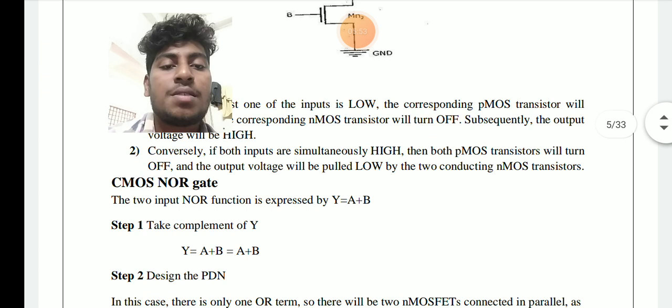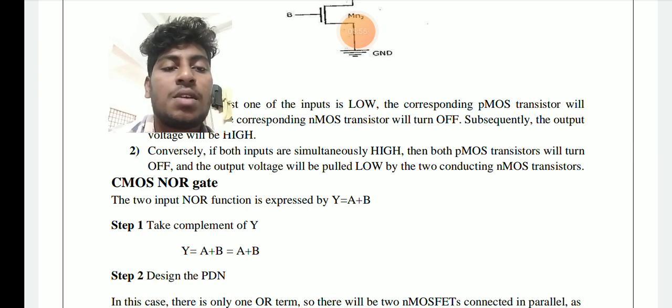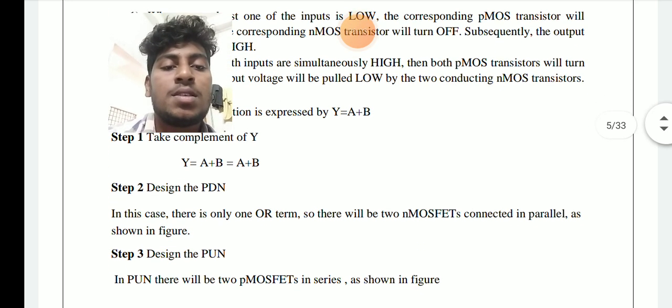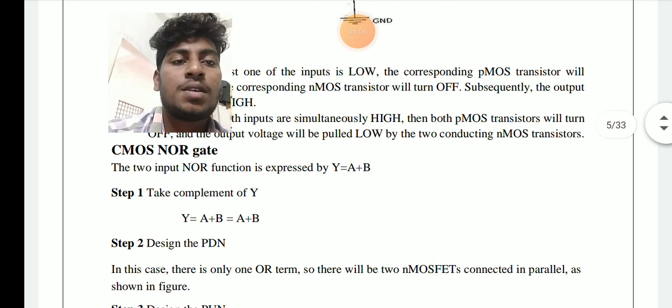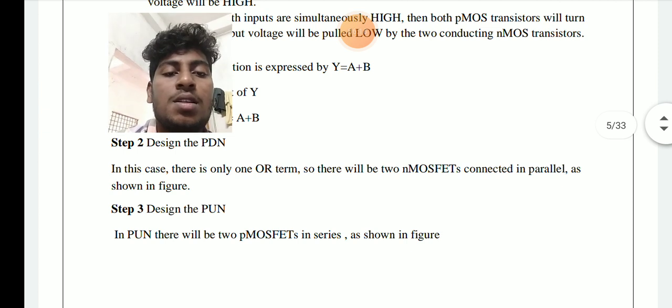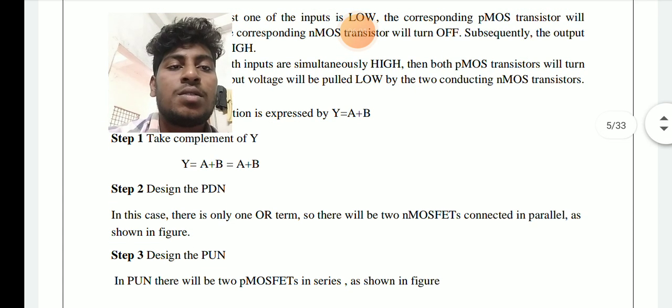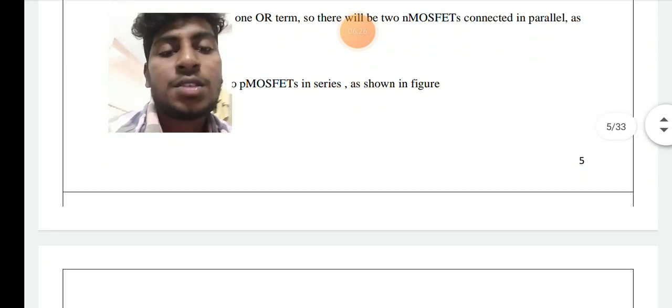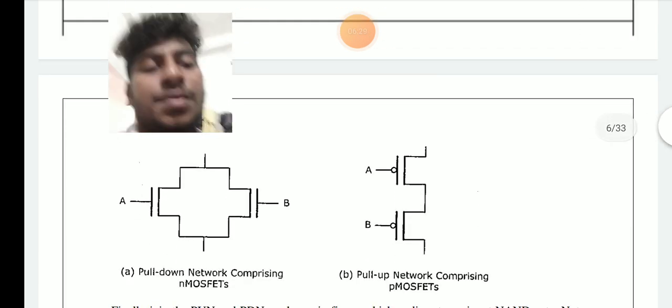CMOS NOR gate. The two input NOR function is expressed by Y equals A plus B complement. Step 1: take the complement, Y complement equals A plus B. Design the PDN: in this case there is only one sum term, so the NMOSFETs are connected in parallel as shown in the figure. Design the PUN with PMOSFETs in series, as shown in the figure.